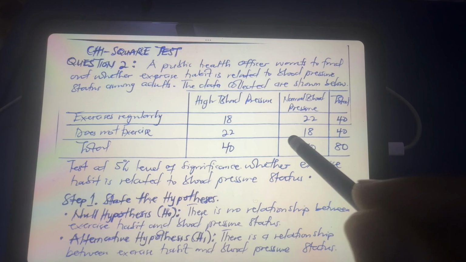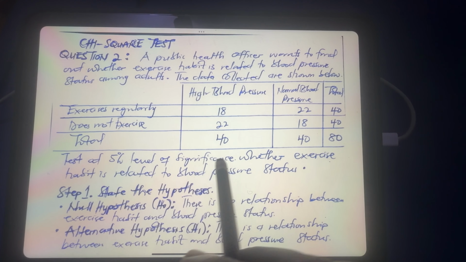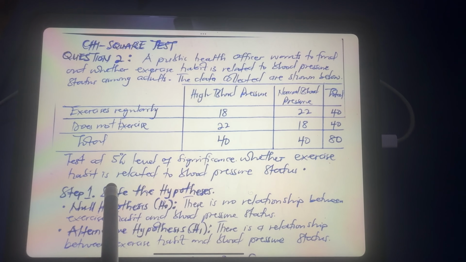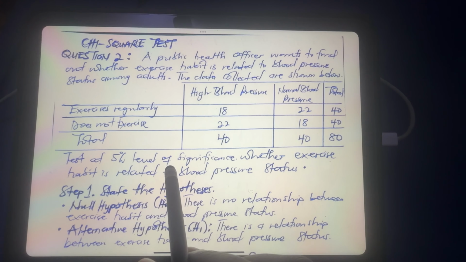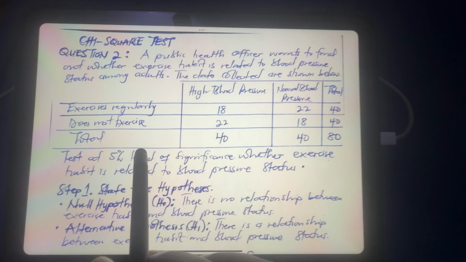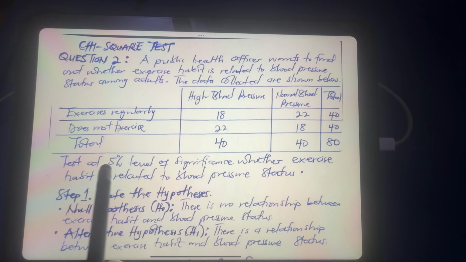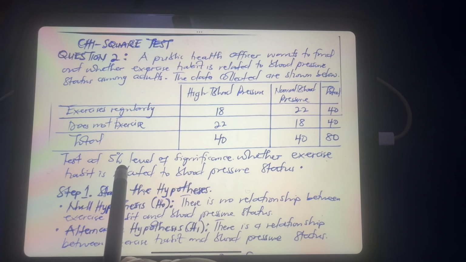chi-square testing. Now the question goes further to say: test at 5% level of significance whether exercise habit is related to blood pressure status. Now, this level of significance, the level of significance you'll be working with is 5%.